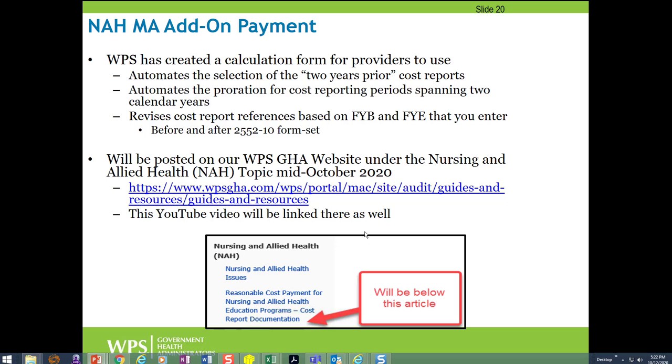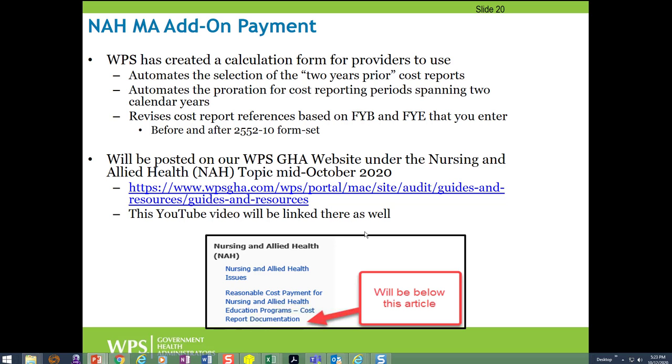It also automates the proration for cost reporting periods spanning 2 calendar years, so it figures out how much of each calendar year relates to your cost reporting period. And as I said a couple times before, our form actually revises the cost reporting references based on the fiscal year begin and fiscal year end that you enter, so it can identify whether you need the 255296 form set instructions or the 255210 form set instructions.